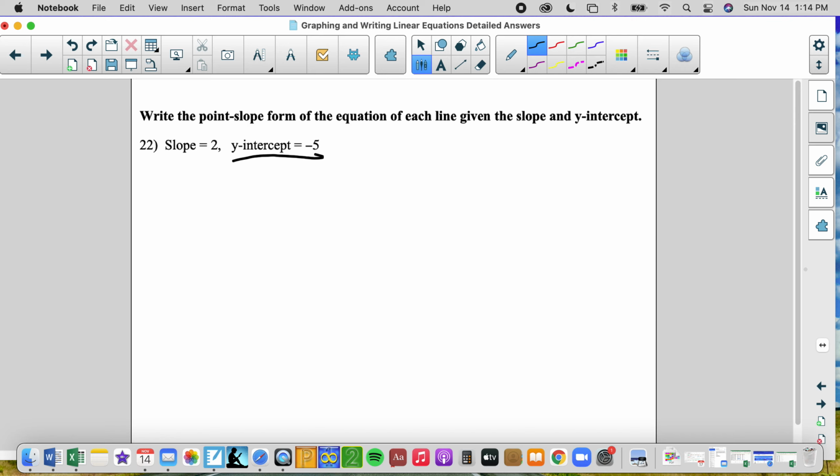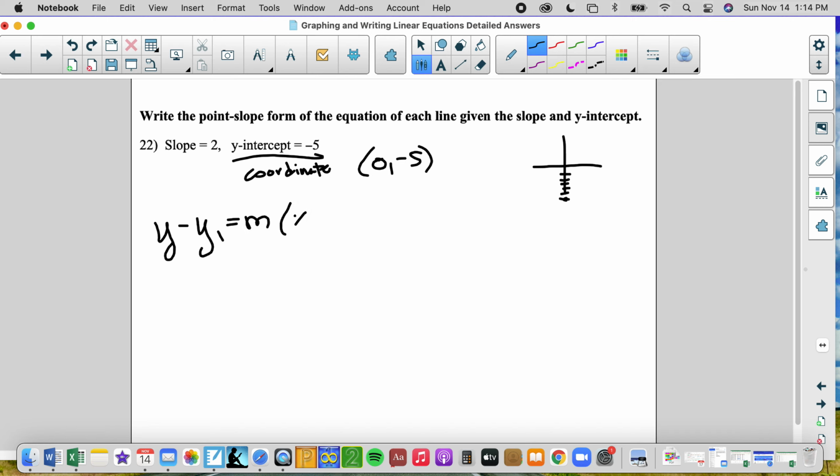We know the y-intercept is a coordinate. It's a point. And that point, that coordinate, is the y-intercept. It crosses the y-axis at -5. So that point is (0, -5). So when we use point slope, we can use that as a point.